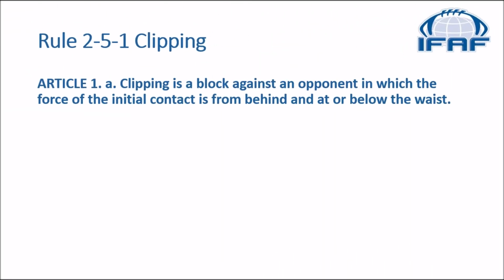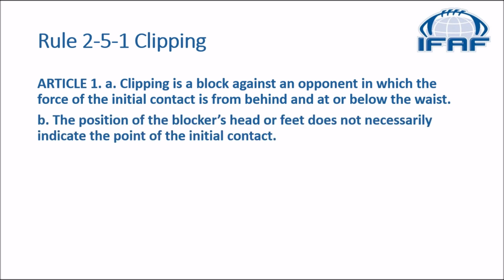In the rulebook, we start with 2-5-1 defining clipping. A. Clipping is a block against an opponent in which the force of the initial contact is from behind and at or below the waist. B. The position of the blocker's head or feet does not necessarily indicate the point of the initial contact.